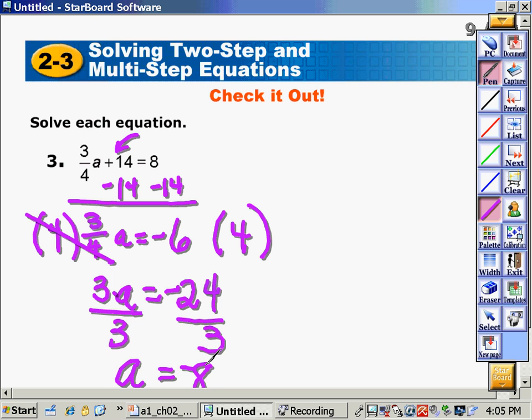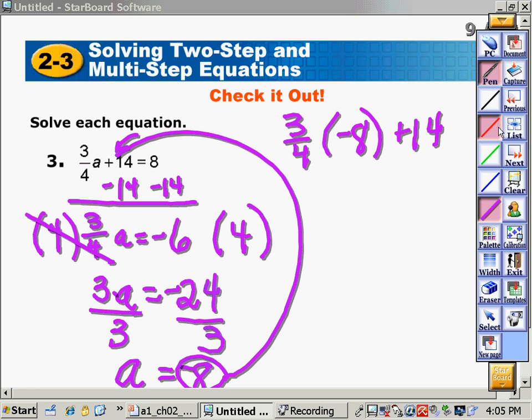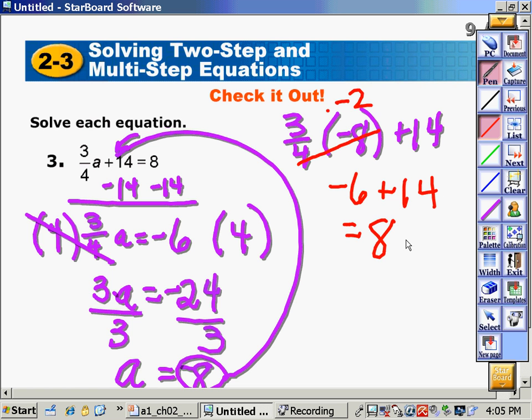Just for fun, let's check this one. Take your negative 8. Plug it back into the top. 3/4 times negative 8 plus 14. 4 goes into negative 8, negative 2. 3 times negative 2 is negative 6 plus 14. And looky there, it equals 8. We're right.